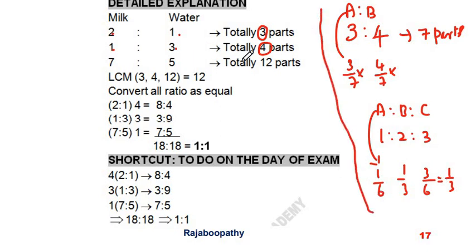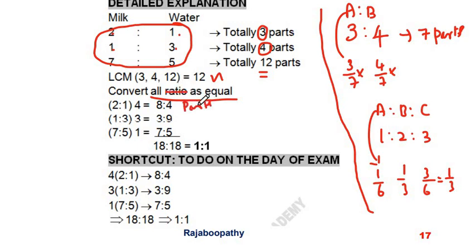Okay, now come to this problem. So 2 is to 1, totally 3 parts; 1 is to 3, 4 parts; 7 is to 5, 12 parts. So therefore, make all the parts equal. I said always, in any ratio, you can multiply with a number. The ratio will not change. So 3 parts, 4 parts, 12. The LCM of these 3 is 12. So therefore, convert our ratios into equal ratios, so that the total parts are equal.